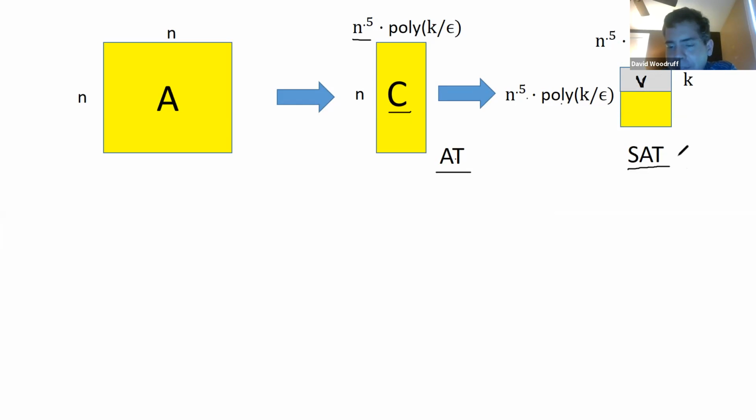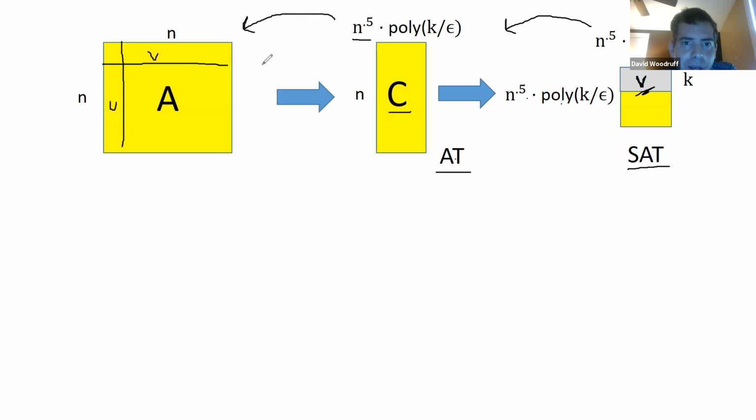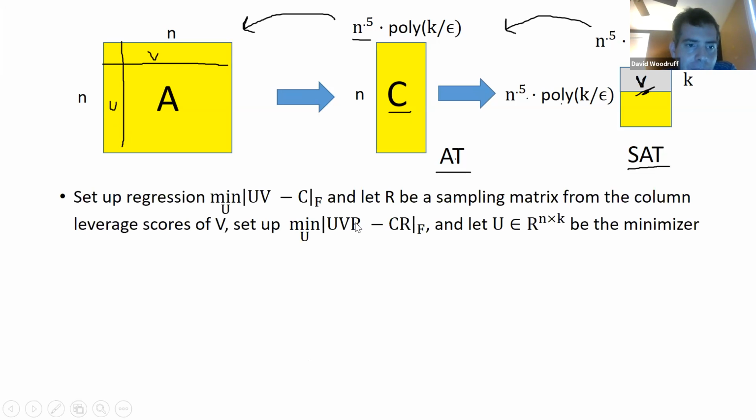But what good is this matrix V? I mean, it doesn't even have the right dimensions. How are we going to use it to extract what we ultimately want, which is a good right factor of A as well as a good left factor of A, U? Well, the idea is we're just going to go backwards. Okay, so how do you go backwards more precisely? Well, we're just going to go backwards through a sequence of regression problems.